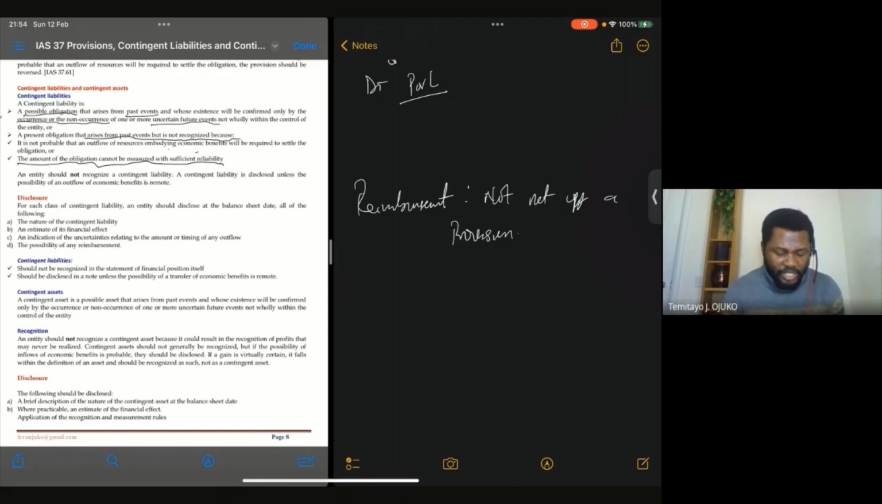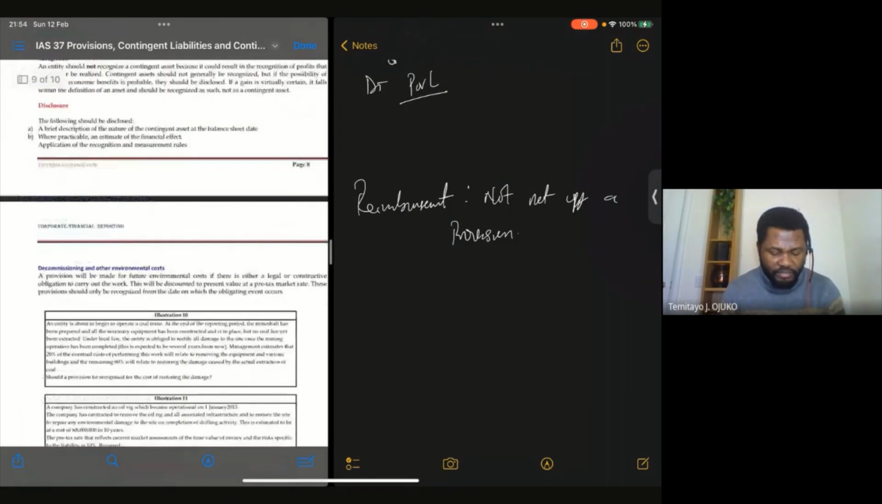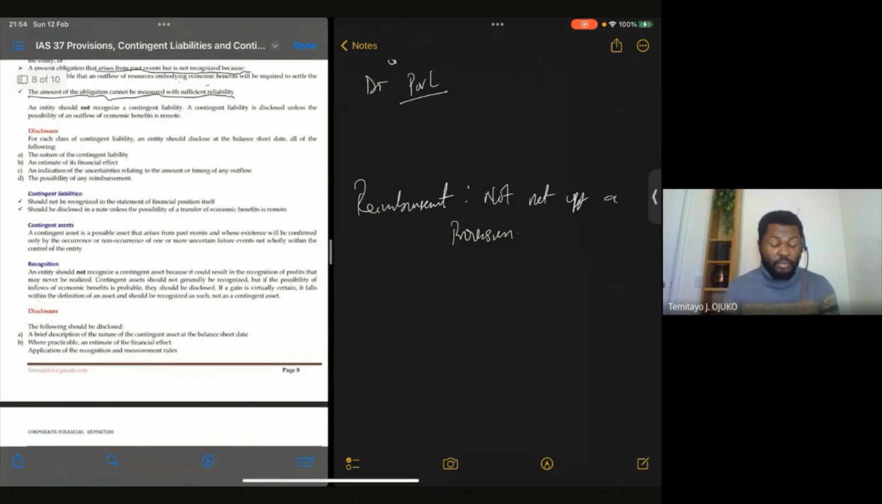Then a contingent liability should not be recognized in the statement of financial position. It should be disclosed in a note unless the possibility is remote. We've said that. Then let's finally look at contingent assets, and then one more example on the provision that leads to an asset rather than an expense.